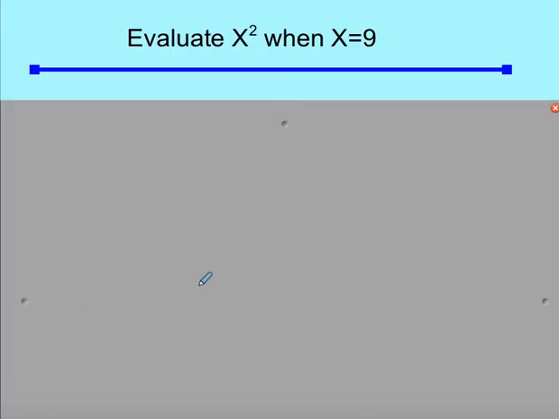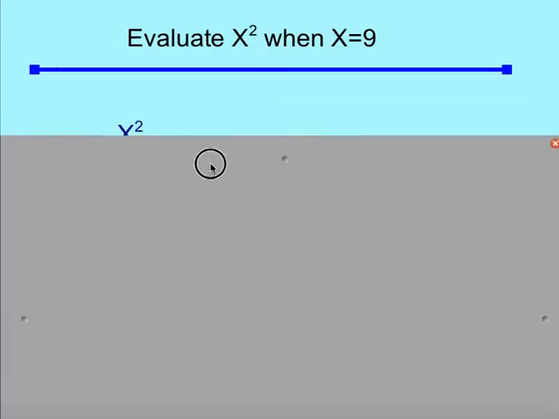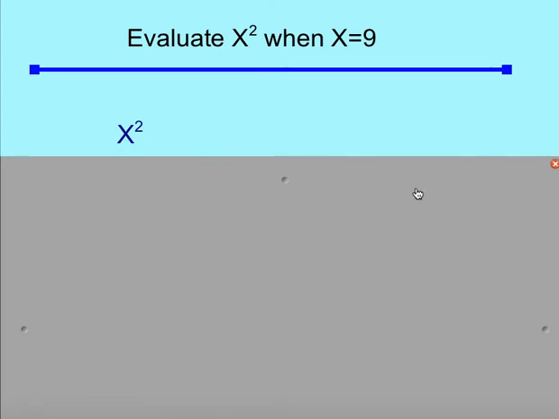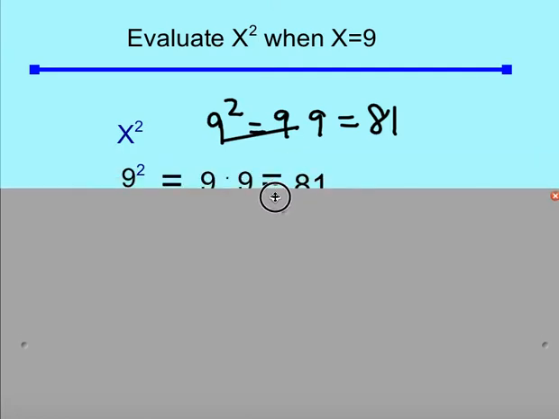All right. Evaluate x squared when x is 9. Well, what we're saying here is that if I start with x squared, I'm going to replace x with 9, so that I get 9 squared. Well, that's just the same as 9 times 9, which is 81. So we can replace our variable with an actual number and then do the operations.